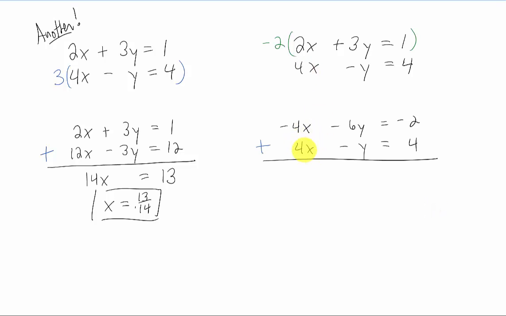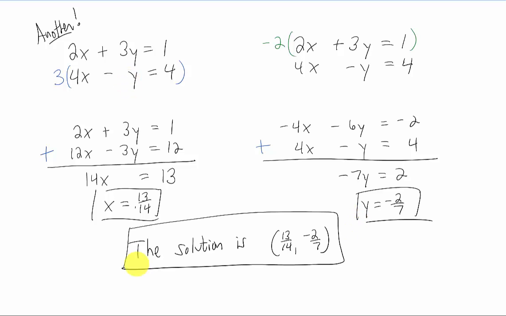Okay, if we add our two equations together, the x's are eliminated, leaving us only with the y's. We have negative 7y equals 2. And that's going to give us, if we divide by negative 7, y equals negative 2/7. Okay, that was a much easier way to find y than taking this x equals 13/14 and plugging it back into one of these equations. So I really like elimination quite a lot, actually.